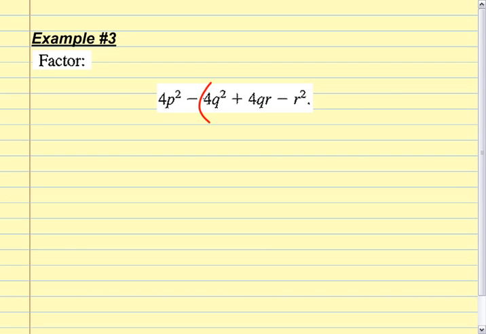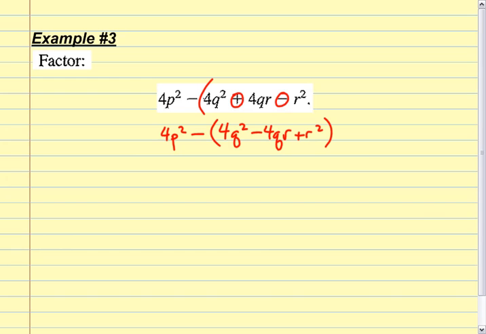So I'm going to group these. Oh man, 4q squared just became positive. Look, before I put the parentheses there, you see it's negative. Negative 4q squared. But as soon as I put the parentheses here, now it became positive. What does that mean for these other signs? They've got to change. Okay? So I'm going to rewrite this thing. 4p squared minus, parentheses, positive 4q squared minus, see that? Minus 4qr plus r squared.